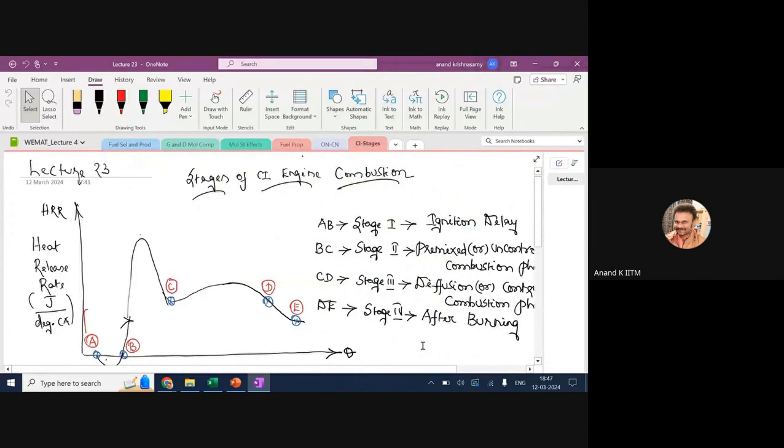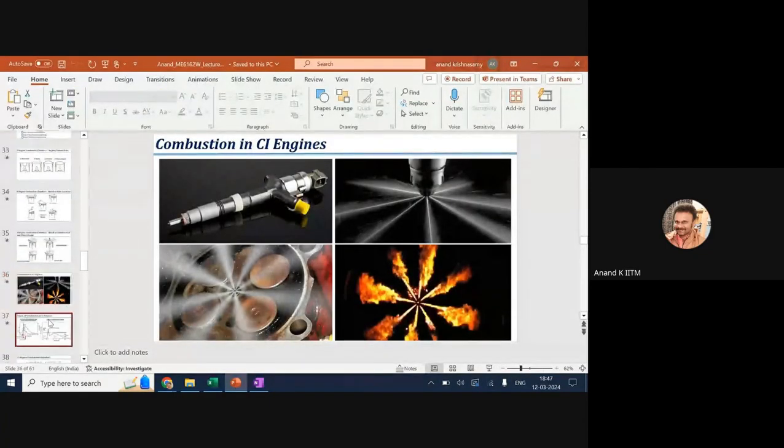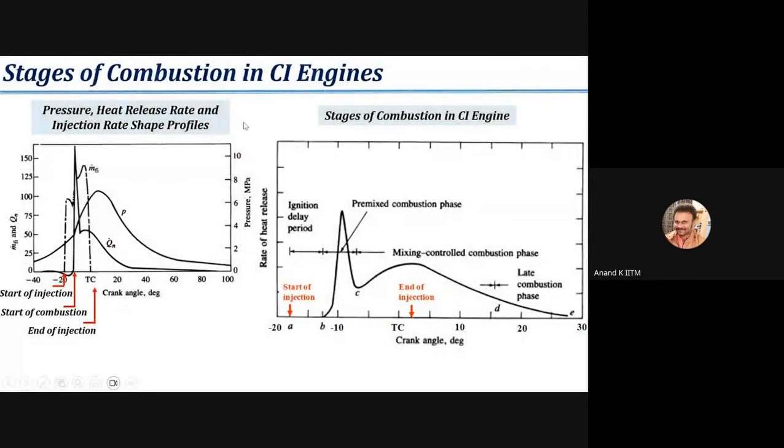The next thing we need to look at is the different stages of CI engine combustion. Similar to what we have done for SI engine, here we are looking at how the combustion event happens in a CI engine, in terms of stages. This is how we characterize this combustion event. I will show the typical pressure profile and heat release profile, and come back to this heat release profile.